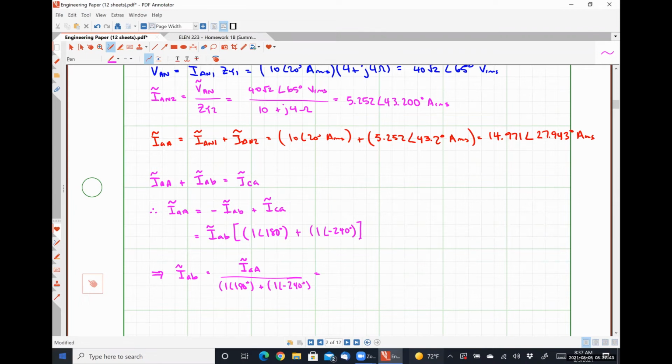And that gives me 8.644 with an angle of negative 122.057 degrees amps RMS.